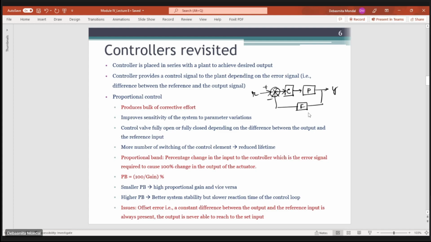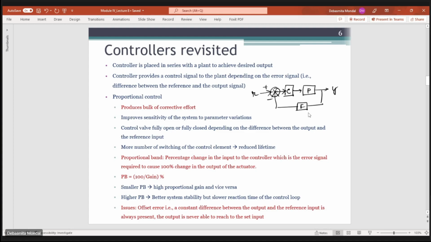So that means in order to provide 0 to 100% change in the output of the actuator, whatever percentage change of the input is needed is known as the proportional band. And the proportional band is related to the proportional gain, given by Xp equals 100 by gain percent. So if the proportional gain of your system is more, the proportional band will be less, and if you have a higher proportional band, then the proportional gain of your system is lower.